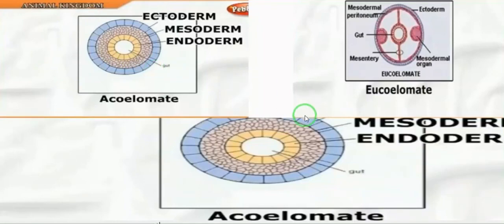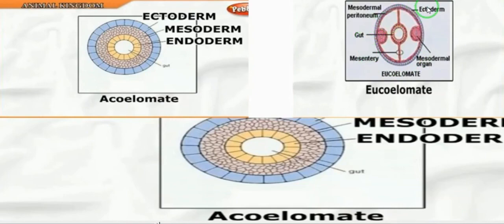See this picture. This and this, both pictures, are acoelomates. This is a eucoelomate or coelomate. Here there is the ectoderm layer, mesoderm layer and the endoderm layer, but here there is a digestive cavity. There is no coelom, absence of coelom. So this is known as acoelomate animals. Example, tapeworm.